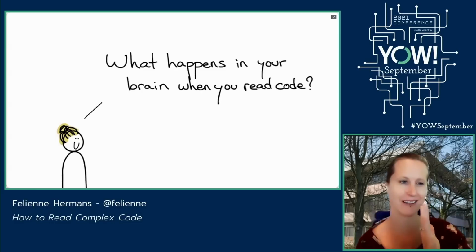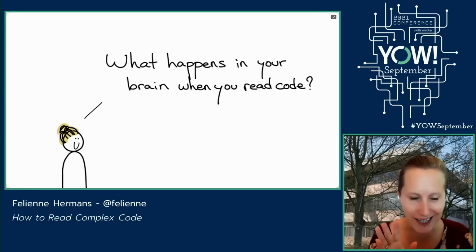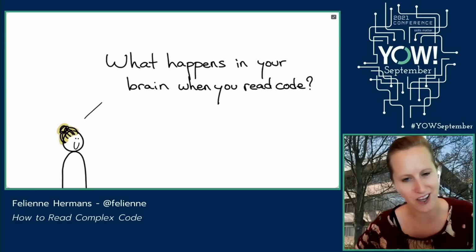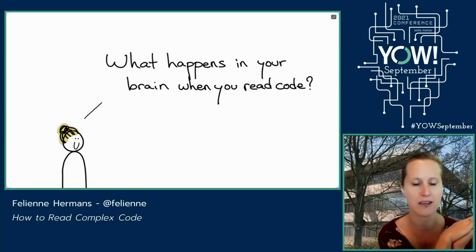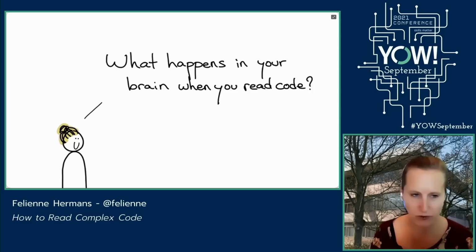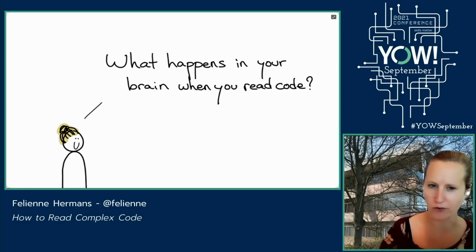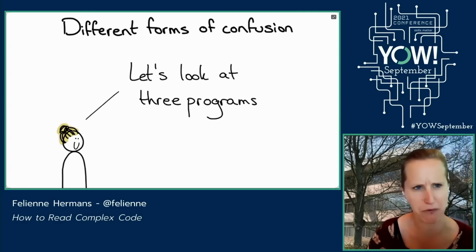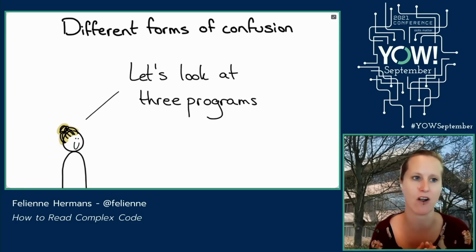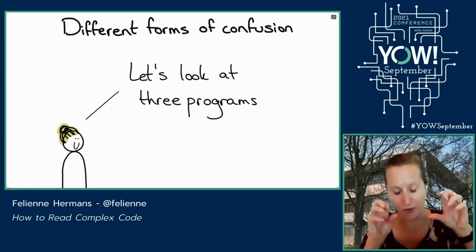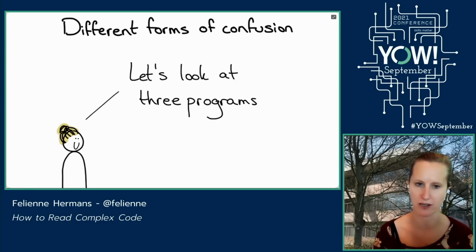Okay, so that concludes the tiny introduction into cognitive science. Now let's look at how we can use this understanding to look at code. Because if you look at code and you're like, I'm confused, this code is hard, there might be different things that are hard. Those three memory systems each create their own issues in code.